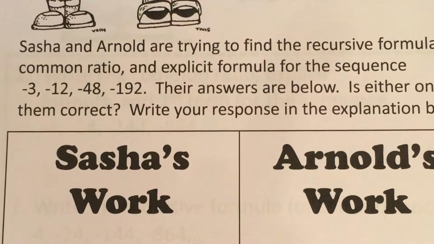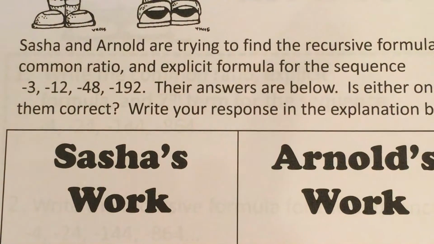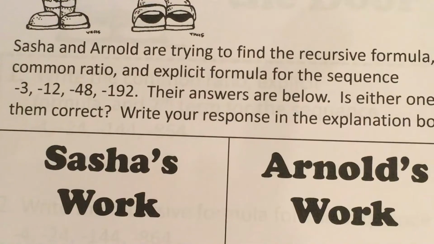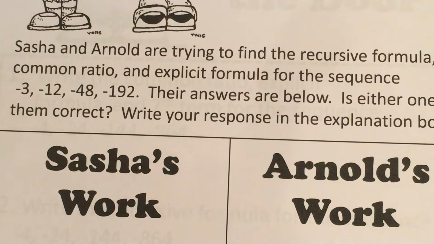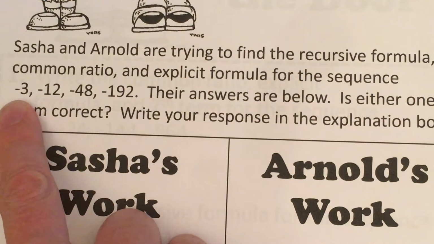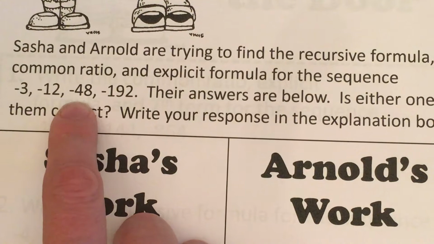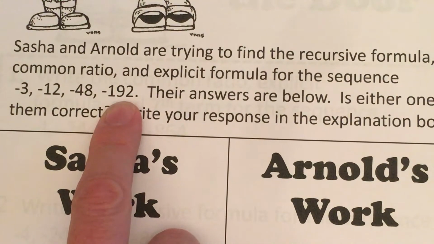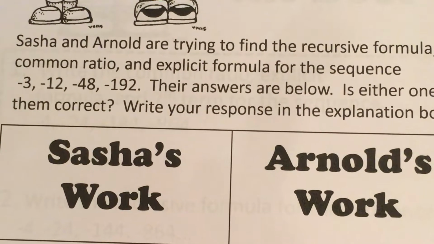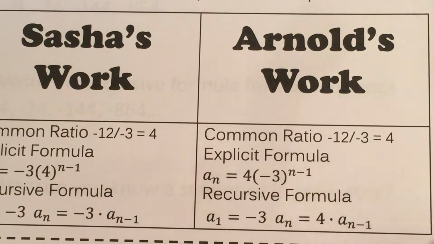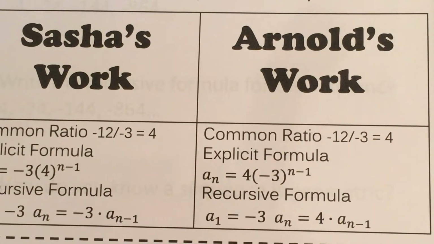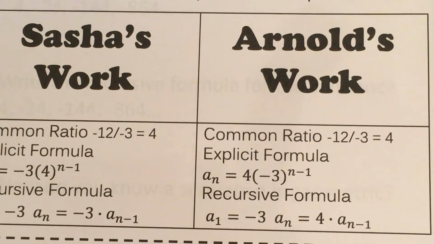All right, let's talk about Sasha and Arnold. They're trying to find the recursive formula, the common ratio, the explicit formula for the sequence below of -3, -12, -48, and -192. And their answers are listed here. So we want to find out, is either of them all the way right? And then we got to figure out what to do. Okay.